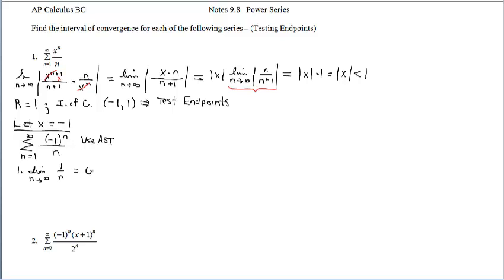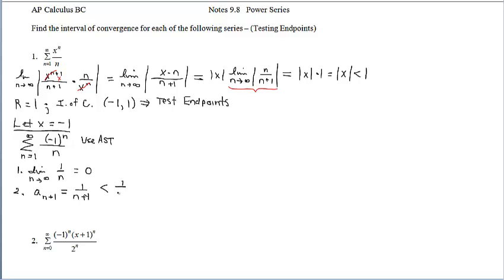So far, the AST test is working. The first condition is met. Alright, and the second part of the alternating series test says that we need to compare consecutive terms. So I'm going to look at the term a sub n plus 1. So that means everywhere I see n, I'm going to replace it with n plus 1. So that term would be 1 over n plus 1. Alright, and then we want to make certain that the term that follows the previous term is always smaller, that the terms are getting smaller.